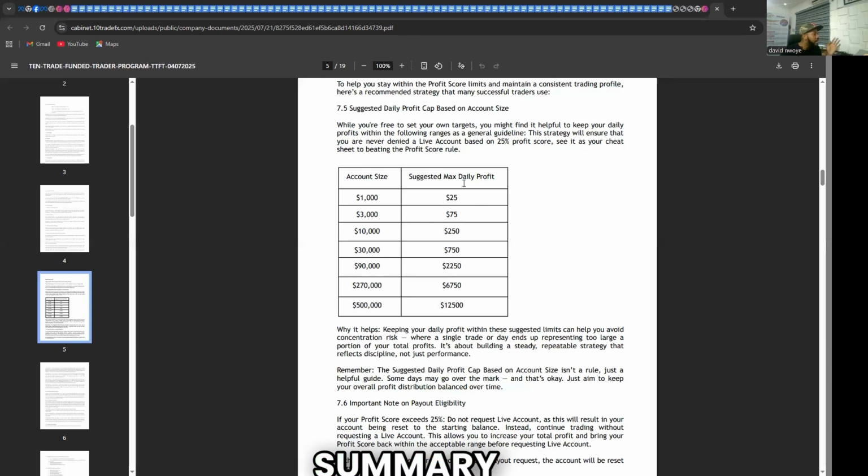Summary: if you're trading a 30K account, just have it at the front of your mind, not at the back, that you shouldn't exceed making 750 in a day on any trade on top of your starting balance, which is 30K, and not your drawdown. If you're at a drawdown, the profit score does not apply to it.